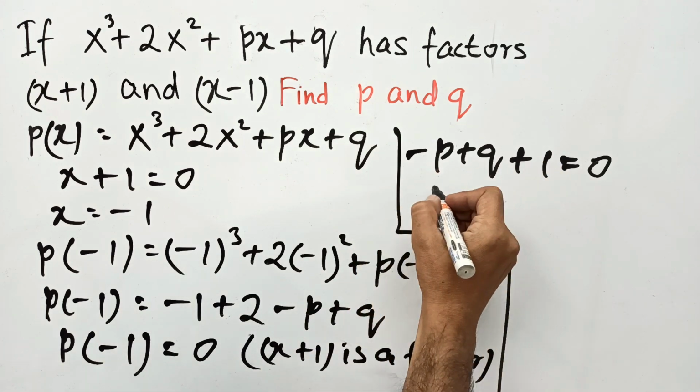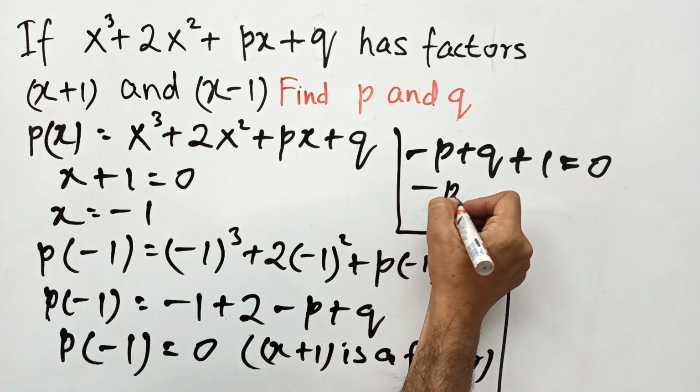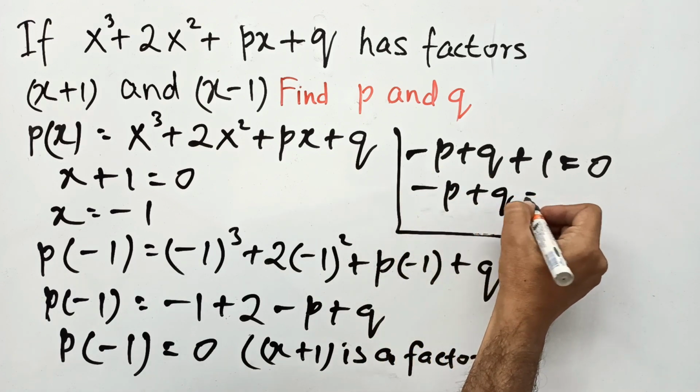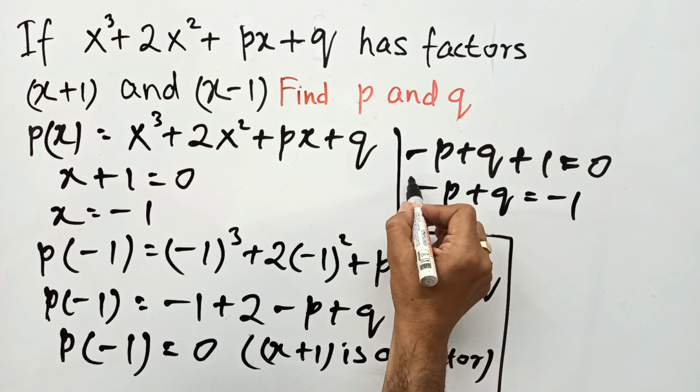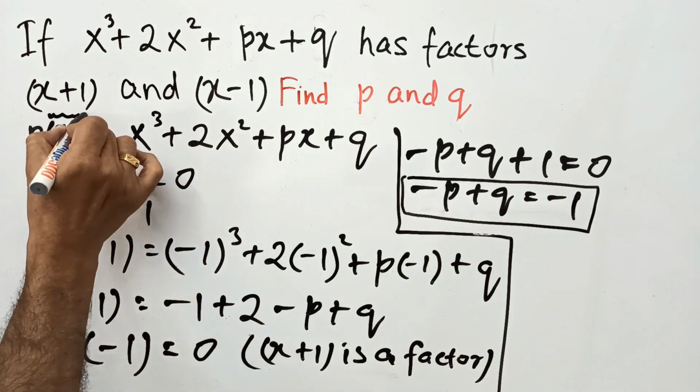Now we can simplify this one. Let us simplify this one. Minus p plus q is equal to minus 1. So this is the one equation. This we did because x plus 1 is a factor.